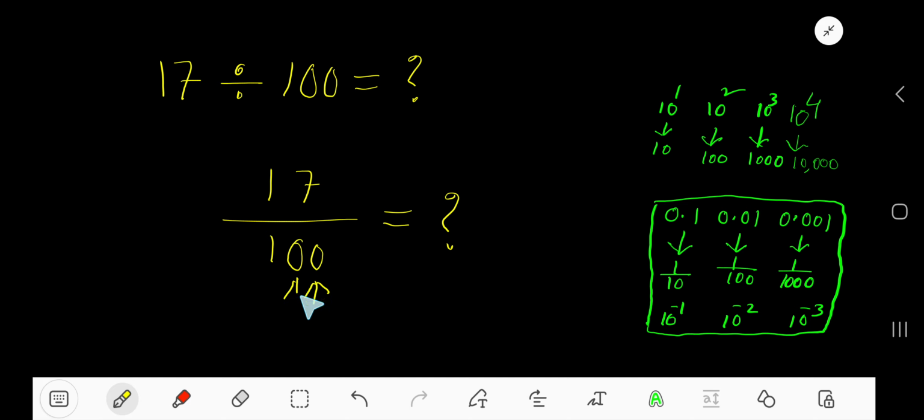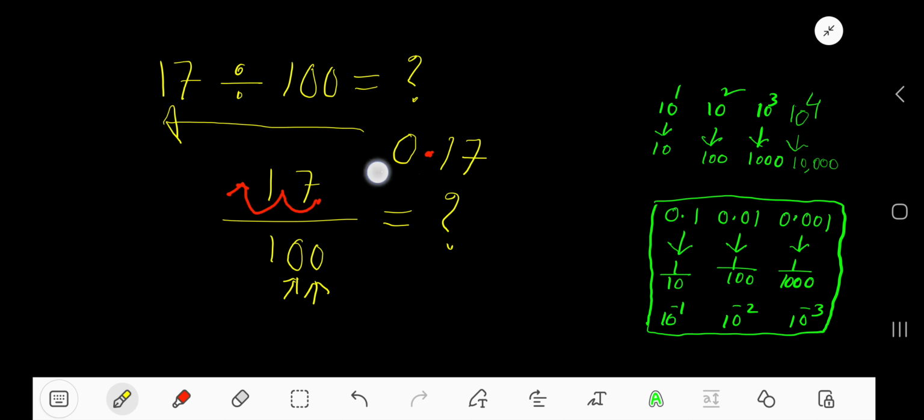Just count the number of zeros and move the decimal point from right to left equal to that number of zeros. Here the number of zeros is 2, so the decimal point will move right to left 2 places. This is a whole number, so first the decimal point will appear here, then you need to move 1 place, 2 places. So you are getting here decimal 17. You can add one more 0 here to mean that this is less than 1. So 0.17 is your quotient.